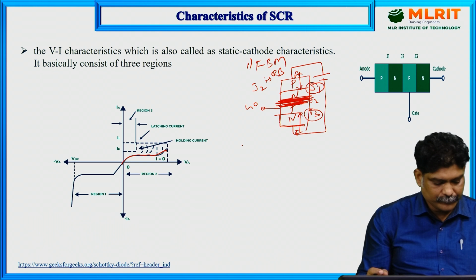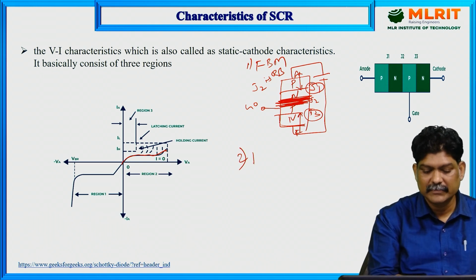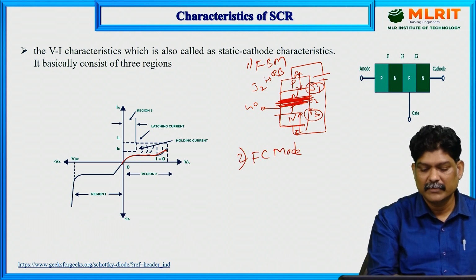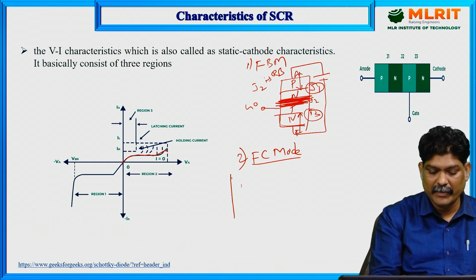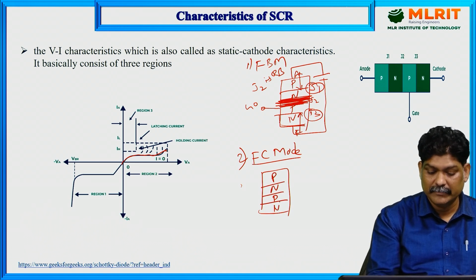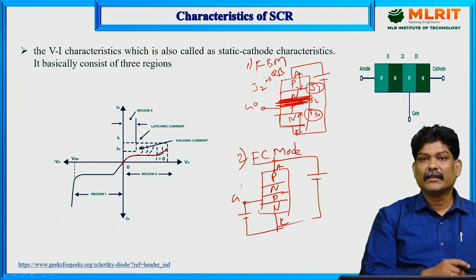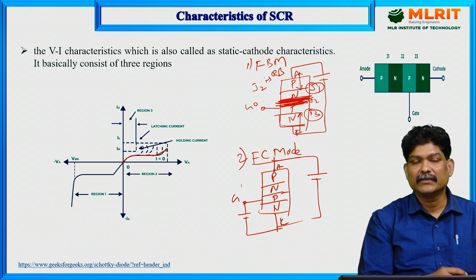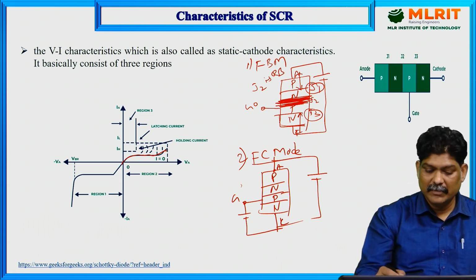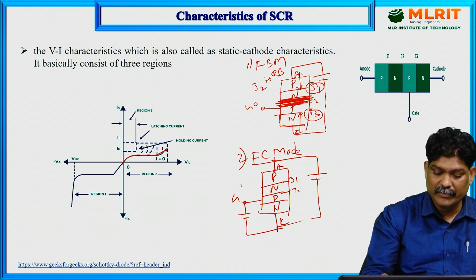The second case is forward conduction mode. So in forward conduction mode, let me write this. PNPN. Here is the anode and this is the cathode. So the anode is connected to positive and the cathode to negative. The gate is also connected to some positive voltage. So when the gate is connected to some positive voltage, obviously what happens? Junctions J1, J2 and J3.